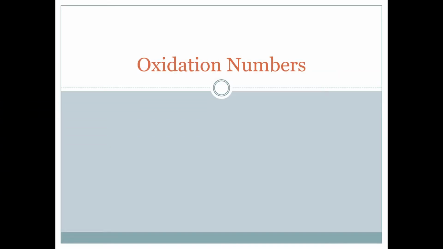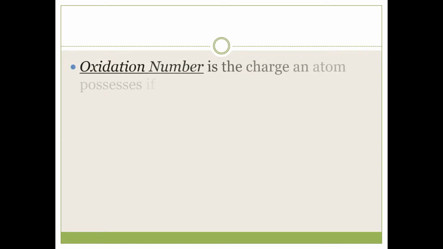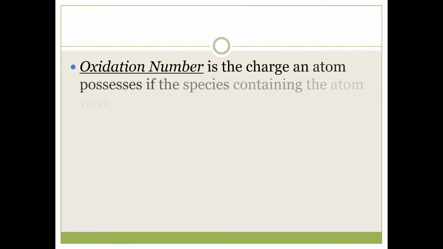Class, this is Mr. Arosena, and in today's lesson we're going to talk about oxidation numbers. Oxidation numbers are numbers that we use in electrochemistry, and the oxidation number is the charge that an atom possesses if the species containing the atom were made up of ions.